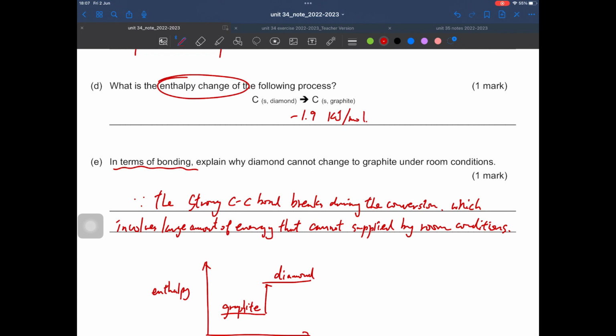You can see we need to break the strong C-C bond during the conversion, and this huge amount of energy seems not likely to be supplied by the room conditions, and that's why the conversion is not successful.